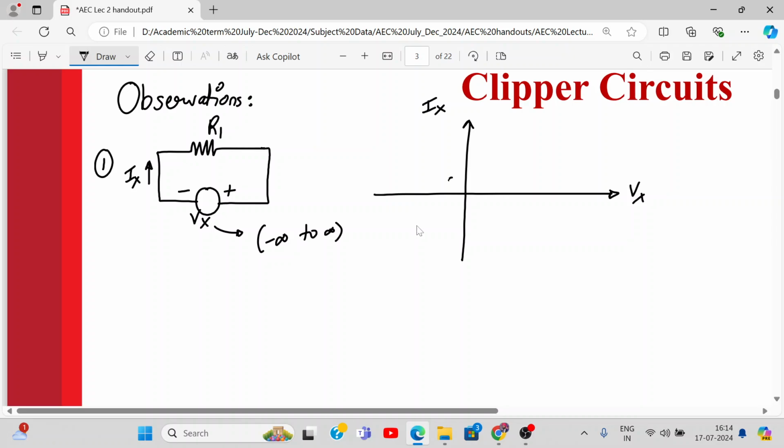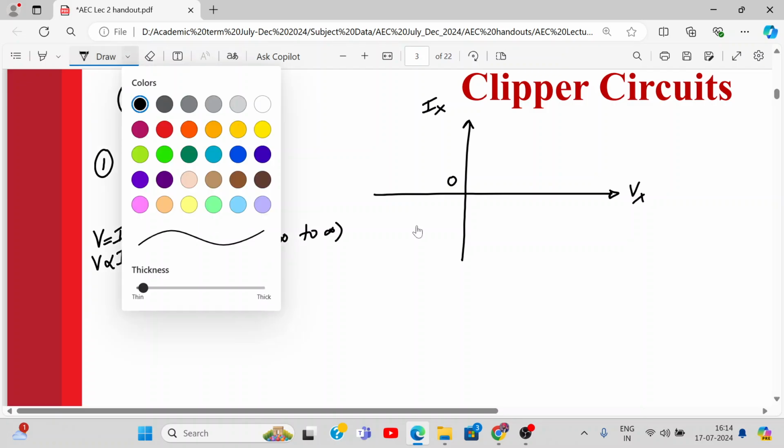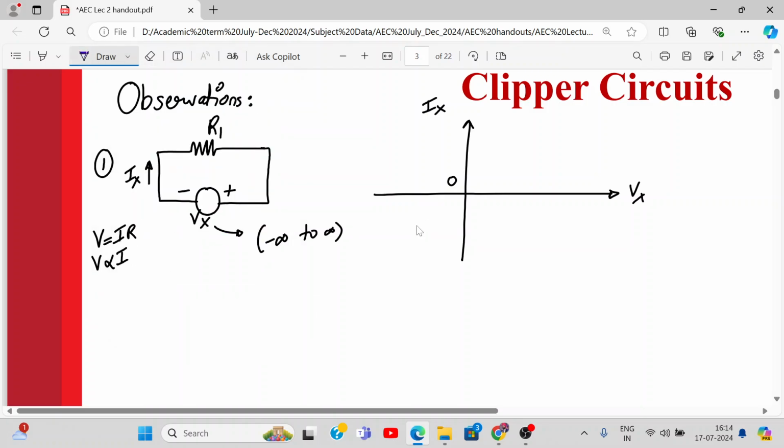How the plot will be? Anyone? What is the relation between current and voltage? Will it follow Ohm's law? Yes, V is equal to IR. So what will happen? V is proportional to I, where the proportionality constant is R. So let me know how the graph will look like.